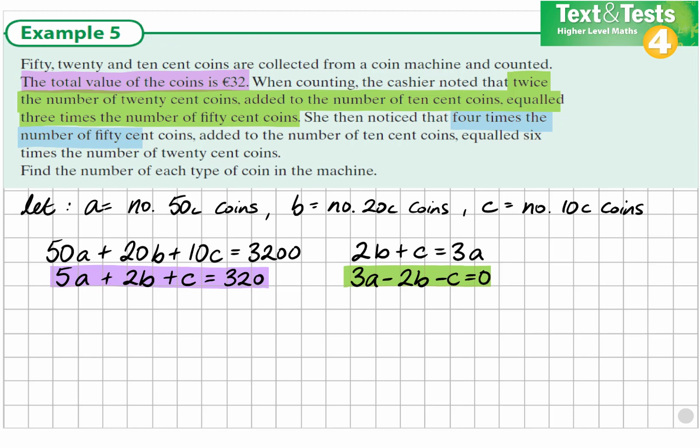We know that 4 times the number of 50-cent coins added to the number of 10-cent coins equals 6 times the number of 20-cent coins. Now 4 times the 50-cent coins, that's 4A, added to 10-cent coins, that's plus C, equals 6 times the 20-cent coins, 6B. Again, I'm going to write this in terms of A, B and C, so I'm going to take 6B from both sides, giving that 4A minus 6B plus C is equal to 0.